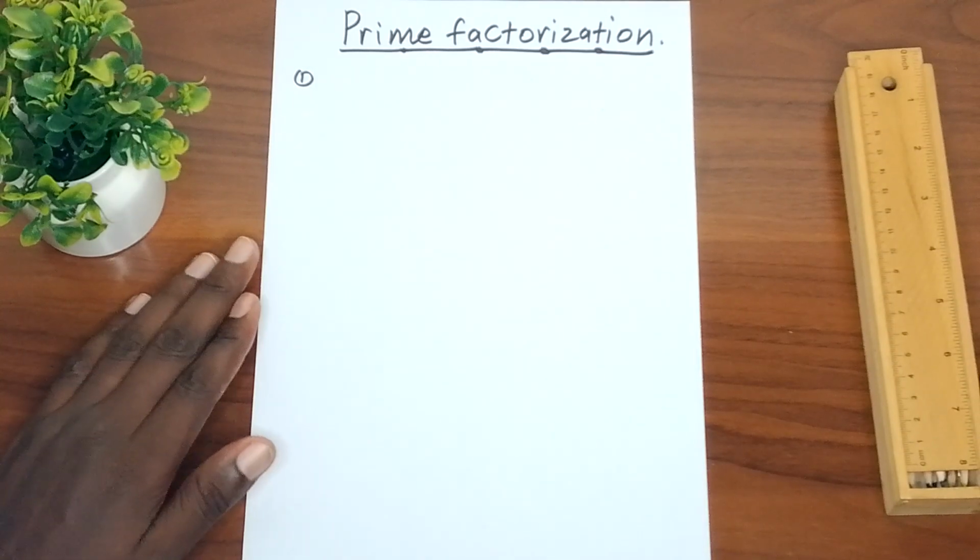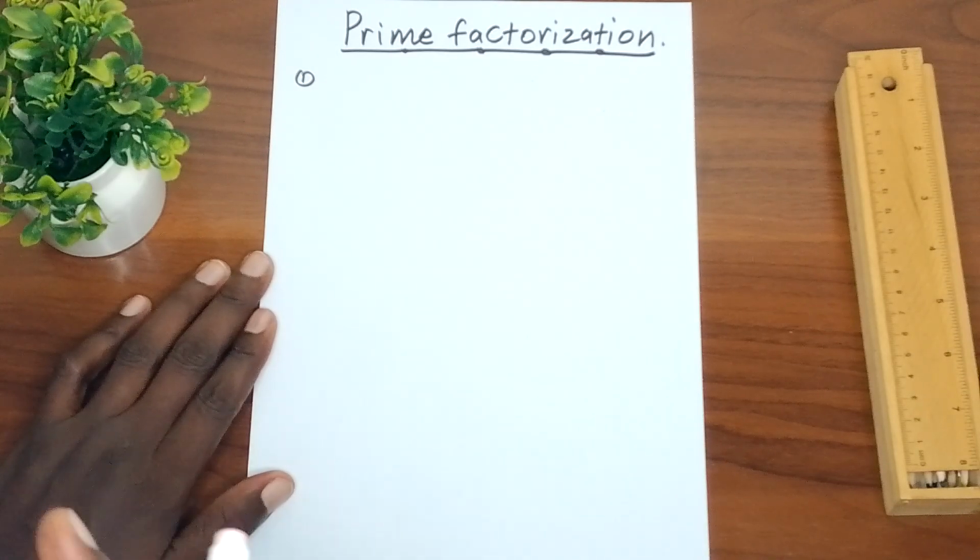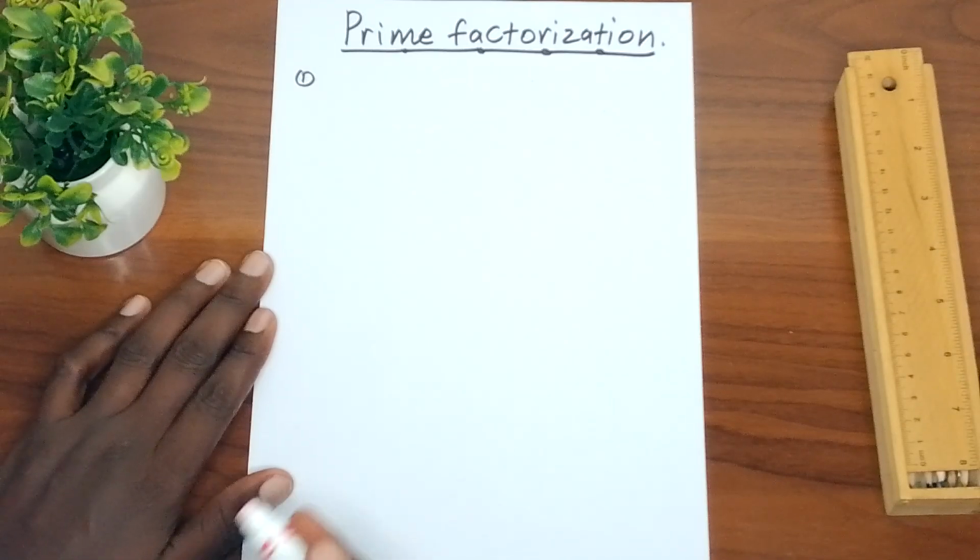We are looking at prime factorization. Now, prime factorization has so many methods. There are so many methods to use when doing prime factorization of numbers. But the major words here are prime and factor. So we use prime factors to write the factors the number has.